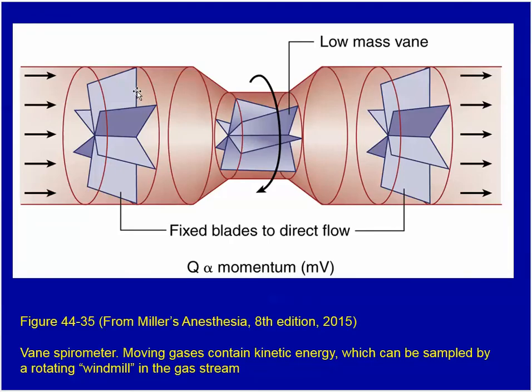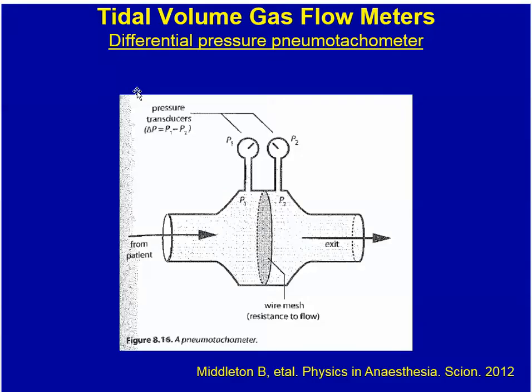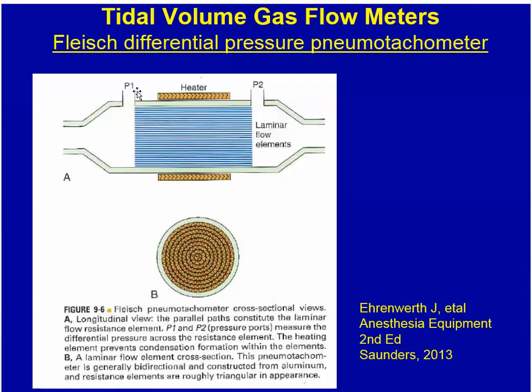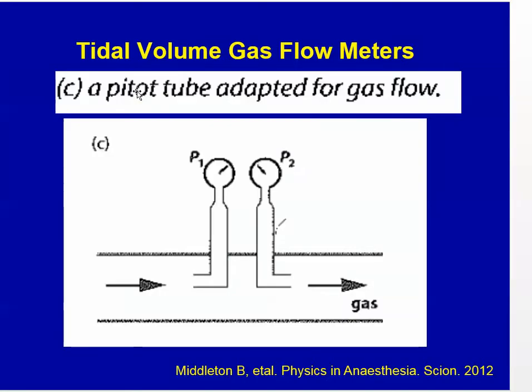And this is another vane spirometer. Another method is measuring the pressure difference across a wire mesh, which produces a slight resistance to flow. And this is an example of a Fleisch flow meter, which includes a heater so that the orifices don't clog up as the flow is going through it. And finally, this is the pitot tube system, which measures differential pressure towards the pressure tube and away from the pressure tube, and can be used to calculate tidal volumes.